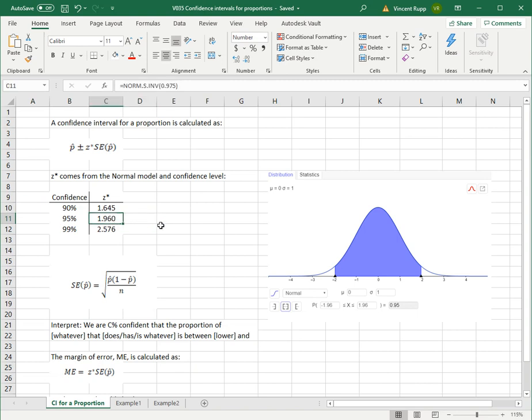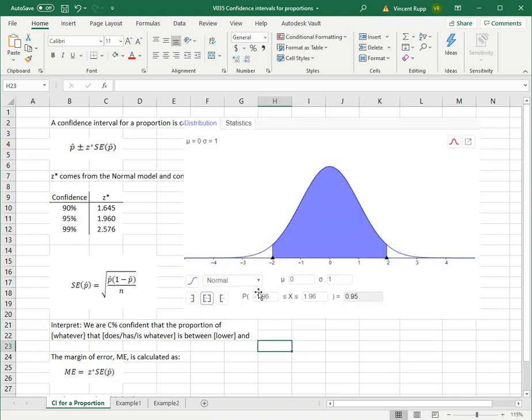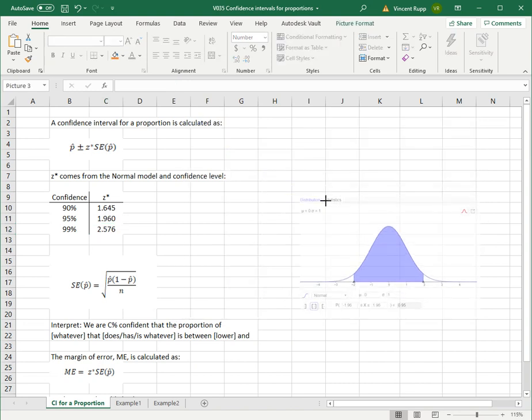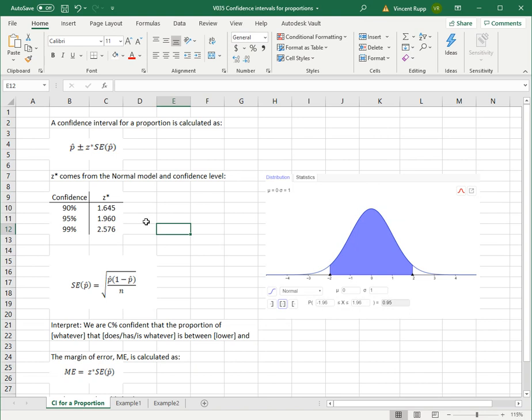These three are the most common: 90, 95, and 99% confidence. And so z star for 95% comes from the normal model like this. If you can see this screenshot from GeoGebra, the middle 95% of the normal model is from z equals negative 1.96 to 1.96. So that's where this number comes from. Similarly, if we put in negative 2.56 to 2.56, we get 99% here, because we saw that the distribution of p hat was normally distributed, so we used the normal model to come up with this.